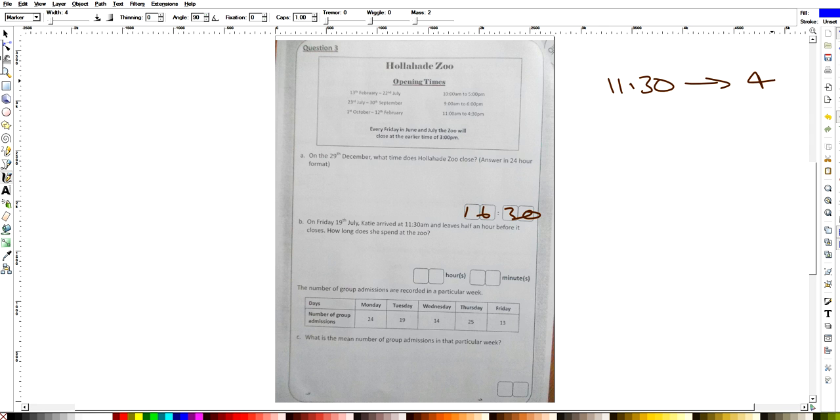And she left at 4. 4 what? 4:30. So from 11:30 to 4:30, how many hours do we have?